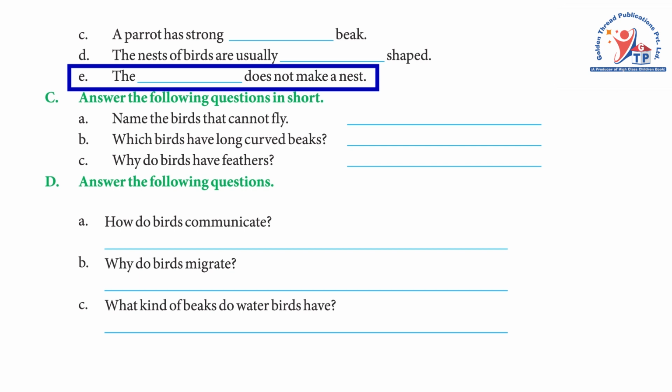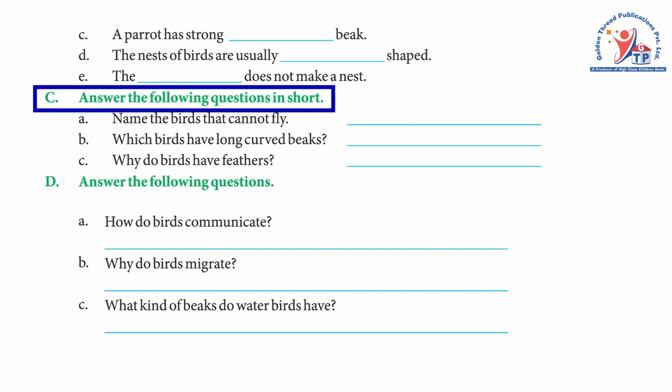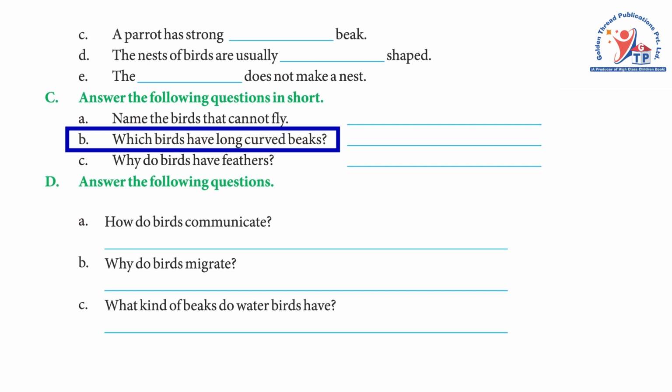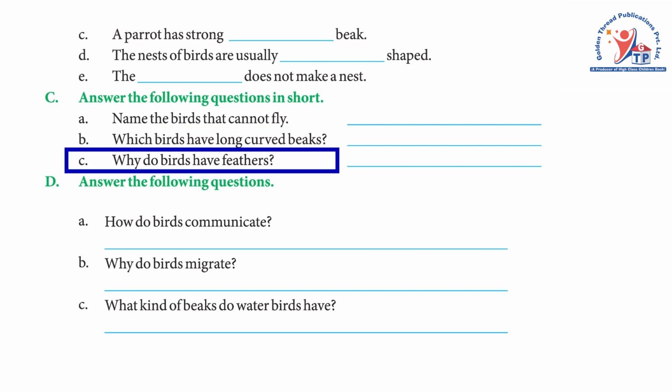C. Answer the following questions in short. A. Name the birds that cannot fly. Answer: ostrich, kiwi and penguin are some birds that cannot fly. B. Which birds have long curved beaks? Answer: hummingbirds and sunbirds have long curved beaks. C. Why do birds have feathers? Answer: all birds have feathers because they keep the body of the bird warm and they help the bird to fly and change direction while flying.